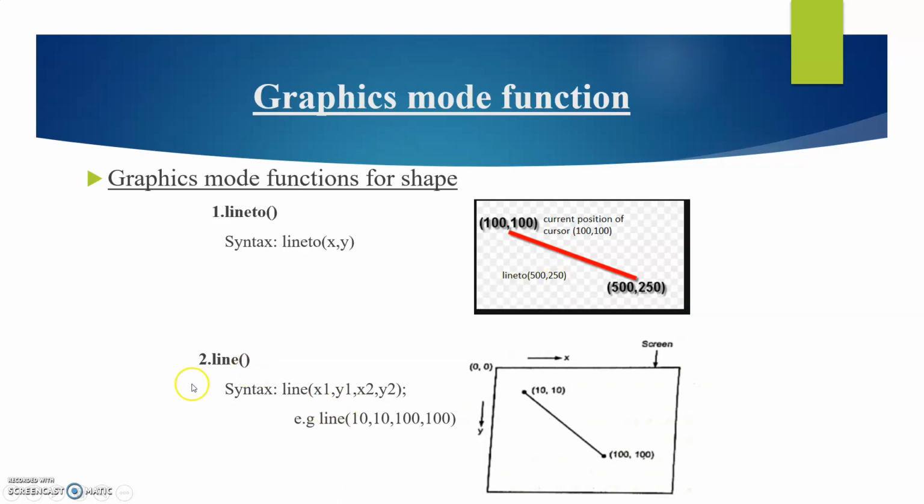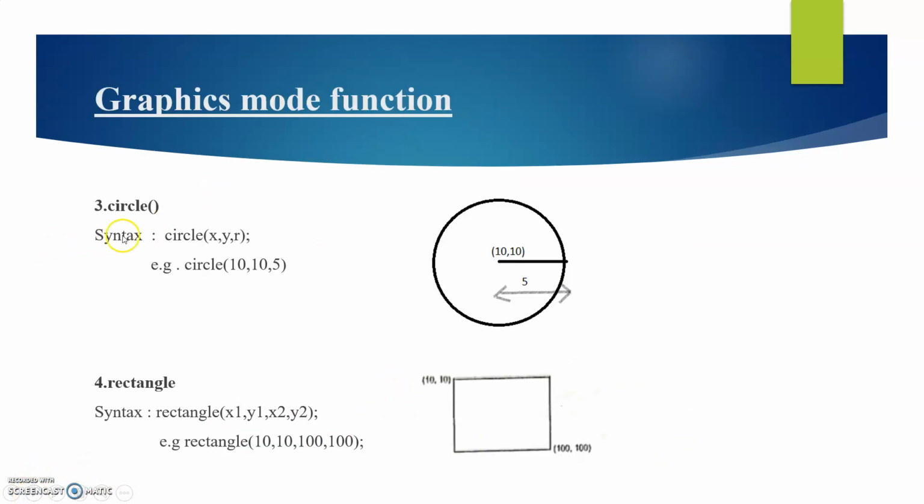Then second, we have studied the line function. The line function syntax is line(x1, y1, x2, y2). These are the coordinates of the particular line. Then next we have studied the circle function. The syntax is circle(x coordinate, y coordinate of the center, r), where r is the radius of the circle. Here your center is at position 10, 10 and the radius of the circle is 5. So we are writing circle(10, 10, 5).